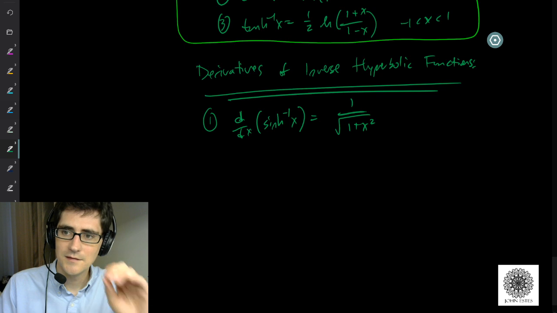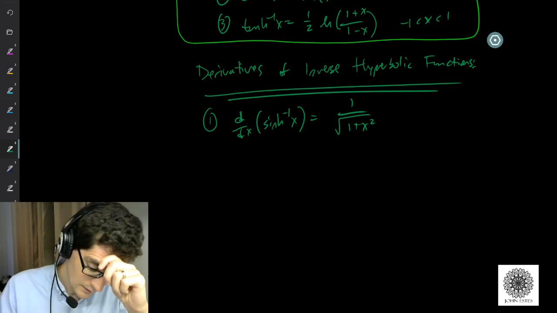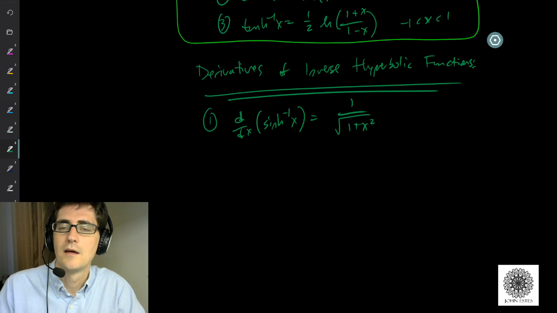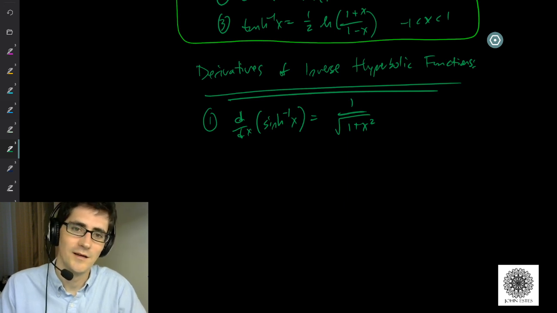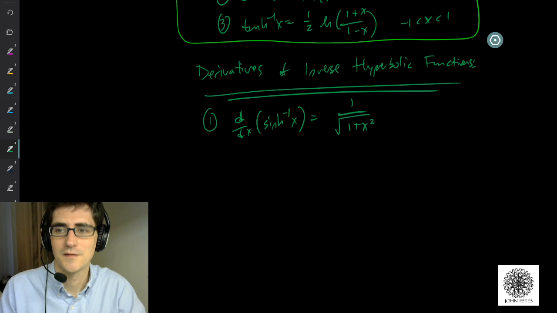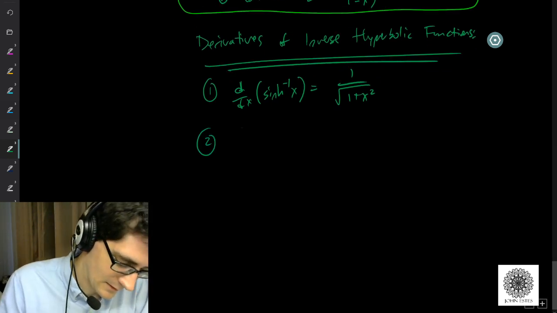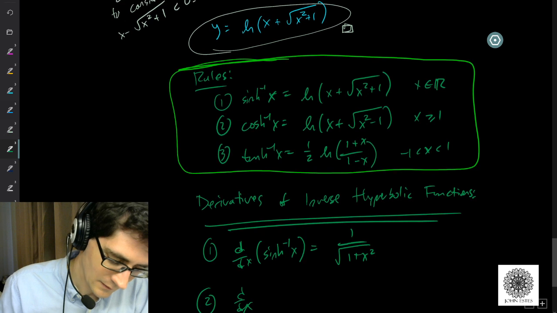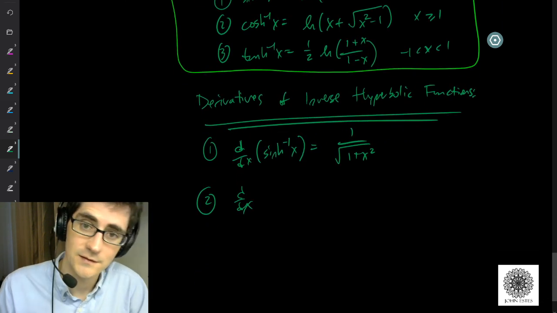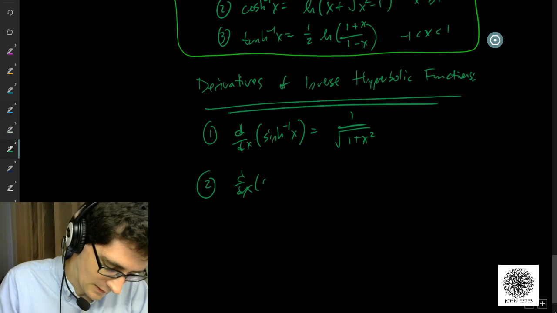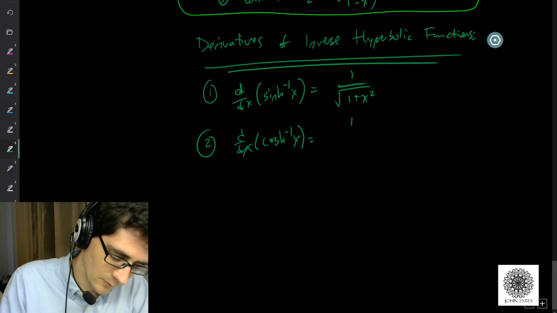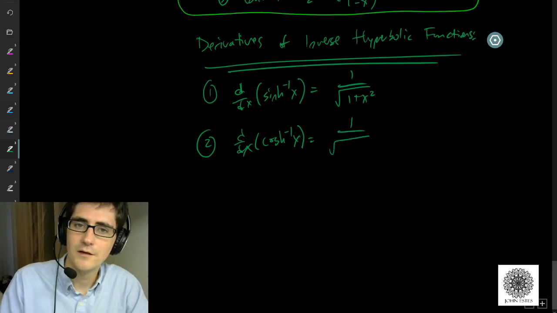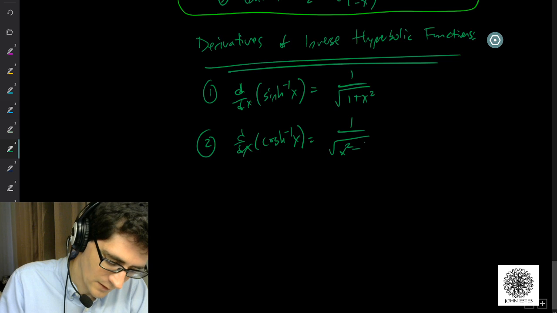Now, you can see how this would be useful because I'm thinking ahead to integrals. To this point, we don't know how to integrate 1 over the square root of 1 plus x squared. But now we do. The integral of that is going to be sinh inverse, or this logarithm, ln of x plus the square root of x squared plus 1. Okay, cosh inverse is a similar game. We're going to end up with 1 over the square root of x squared minus 1.